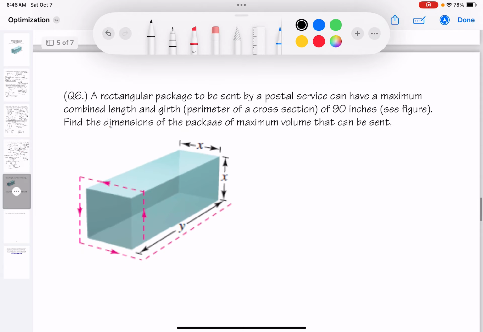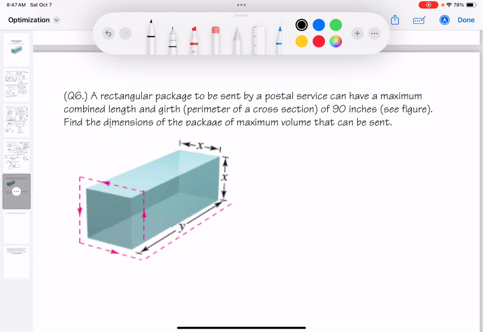Now the next one, yeah, looking at it, they have a picture. I'll just trust the picture, by the way. And I kind of like that because sometimes I'm reading something, I wonder, could you give me a picture of what I just read? And I see this over here. It says, a rectangular package to be sent by the Postal Service can have a maximum combined length and girth. It's a perimeter cross-section. And by the way, the cross-section is a square, all right? So anyway, it says it's got to be 90 inches.